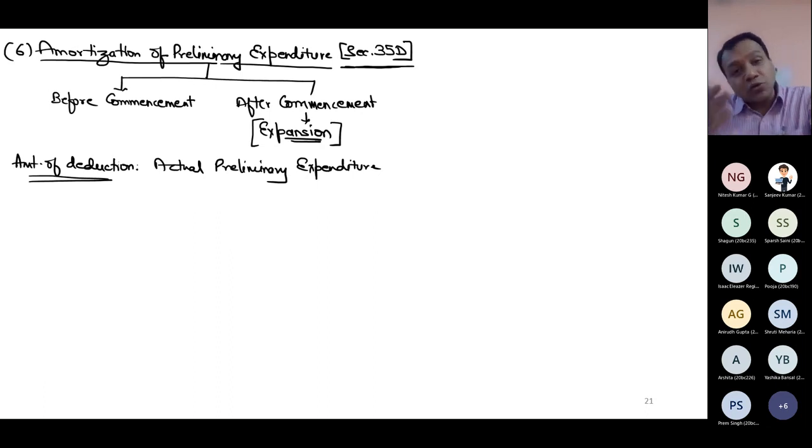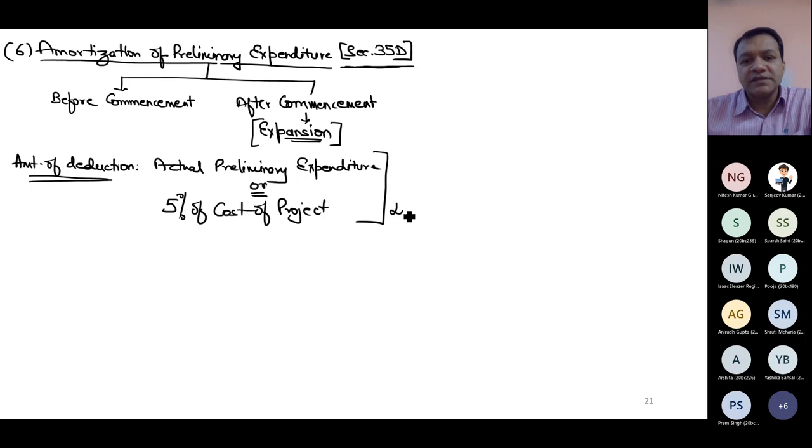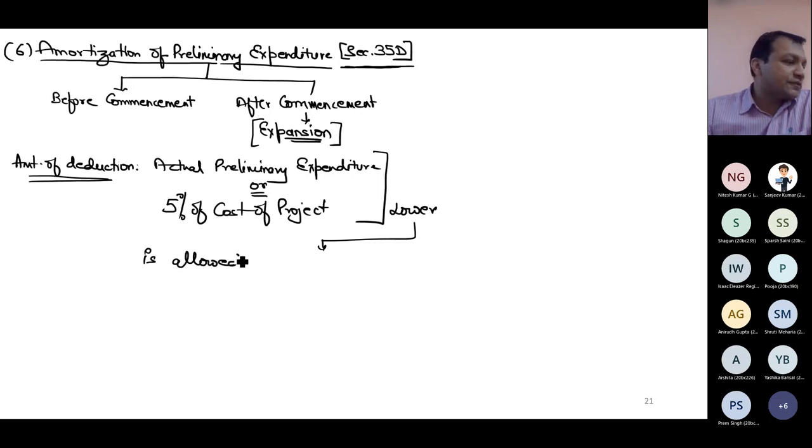If you spent 80 crore on preliminary expenditure having total cost of 100 crore, then what type of businessman you are? So that is why a rational or logical expectation is that maximum 5% of cost of project can be preliminary, not beyond that. Income Tax Act says maximum 5% of the cost of project in our view is rational. Whichever is lower is allowed as deduction, no problem.